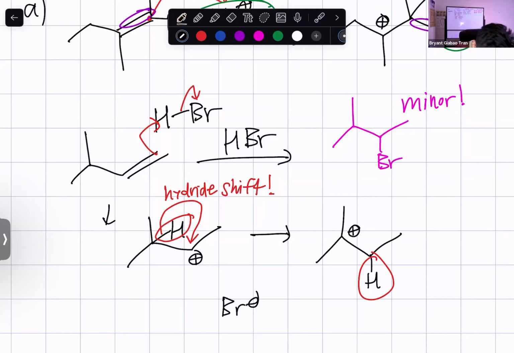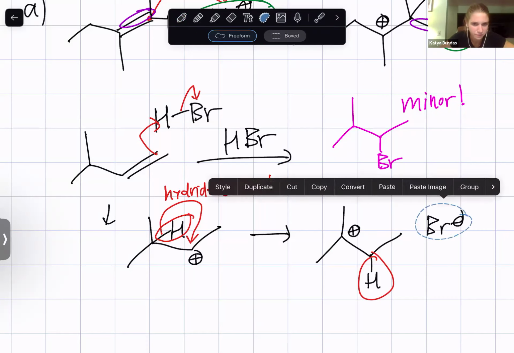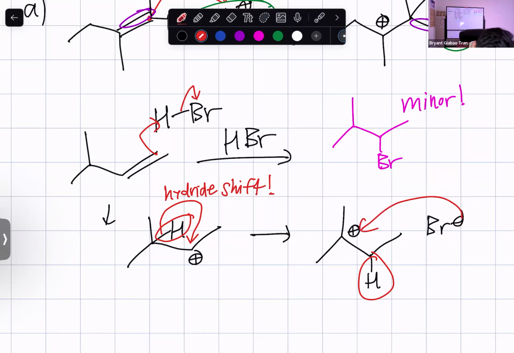Right. And then okay, good. The Br minus here will attack that carbocation to give you the major product here.